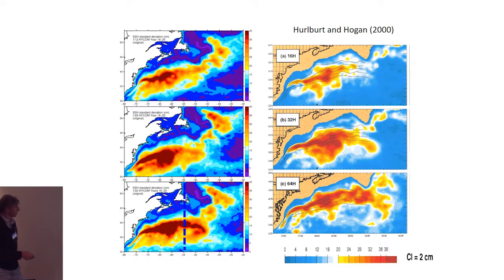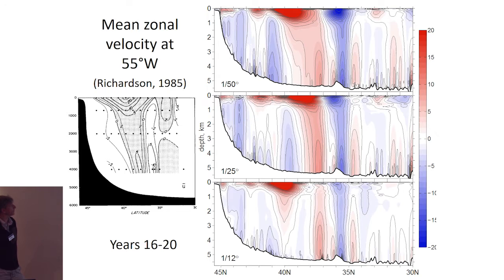So now let's look at a section at 55 West where we can compare two observations. This is a mean zonal velocity. These are moorings that were done in the 80s by Phil Richardson. You see how the penetration of the velocities goes all the way to the bottom. If you look at the 1/12th degree, you have two columns dissociated here. There's no penetration to the interior. It's been shown also by a paper by Rob Scott et al. At 1/25th, you start to see a better penetration, and at 1/50th, you see the coherence and the bottom-intensified flow here.